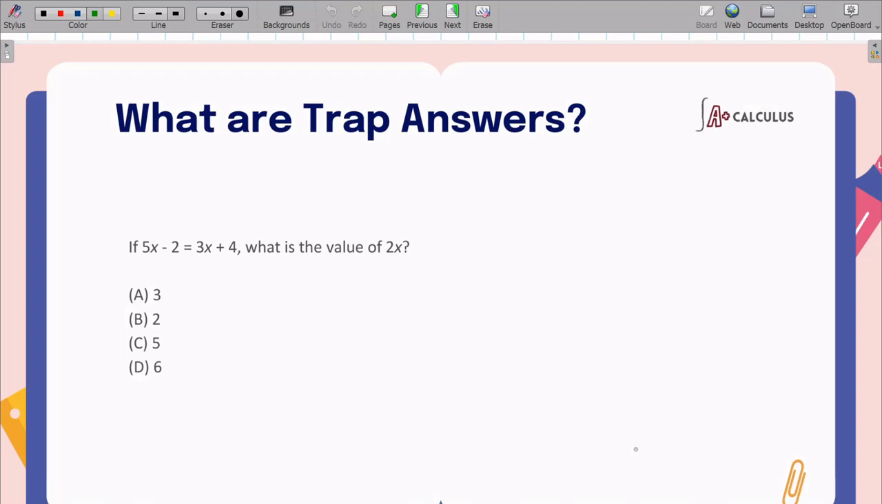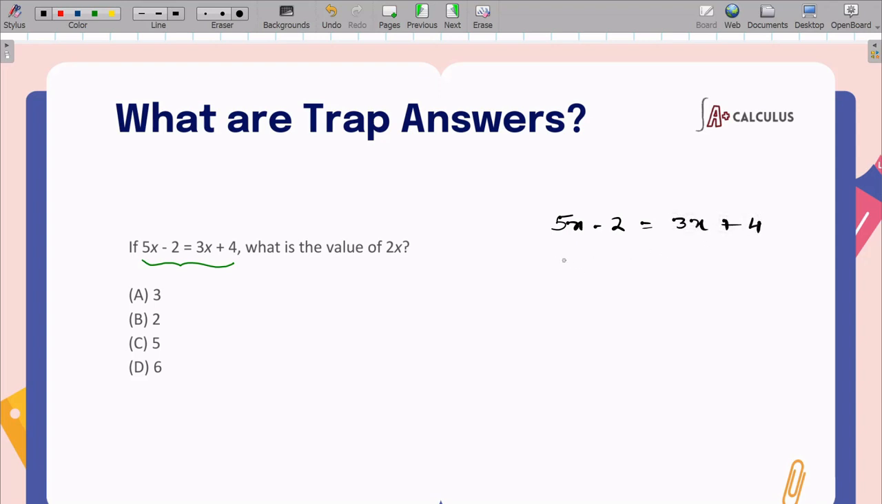So what are trap answers? First question. Here, one of these options is a trap answer. Now what happens is whenever students see an equation, they will straightaway try to solve that equation. If I were in high school, doing an exam, I know the clock is ticking, I would straight away try to solve this equation.